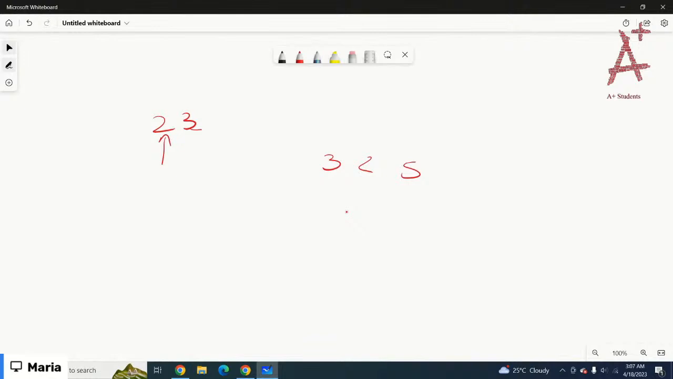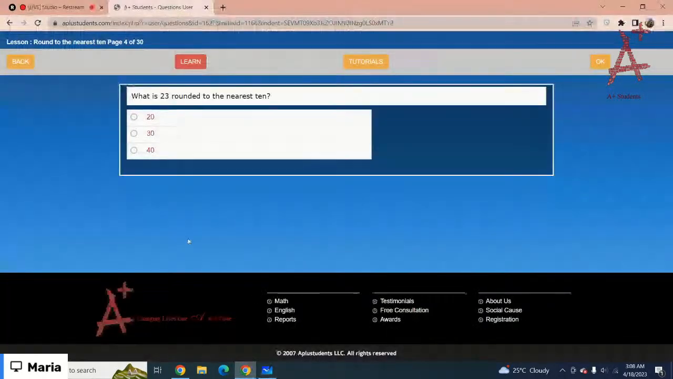That means you have to round on the same digit. Got it? You don't need to add 1 to the digit that is at the 10th position. You have to round on the same digit. So it would be rounded off to 2 and replace the ones digit with 0. So it would be rounded off to 20. Got it? So the correct option is 20.